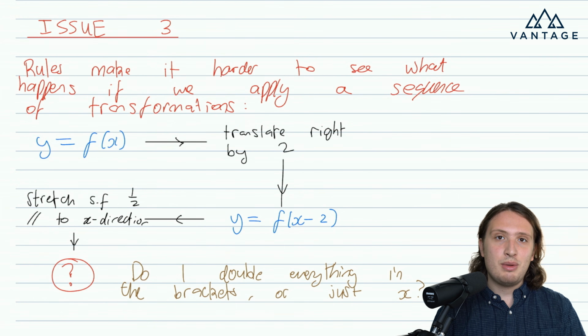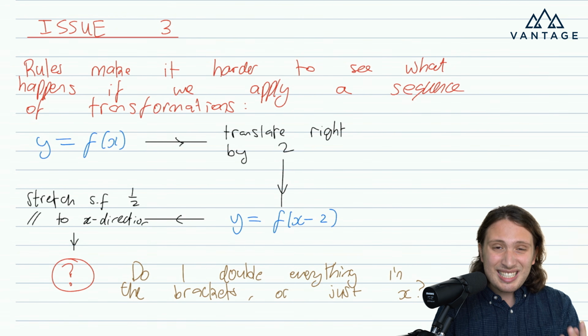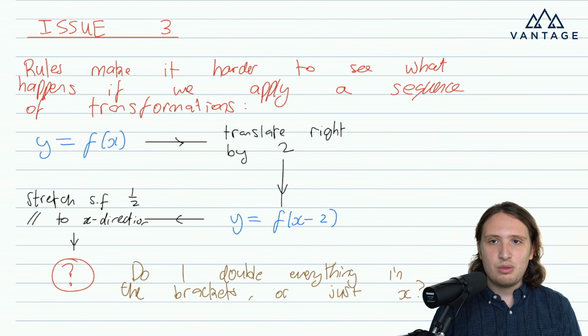And the third issue with the standard formulation is, as posed, it can make it a little bit more difficult to see what happens when we have a sequence of graph transformations rather than just a single transformation. And this specific issue is one of the things which A-level and IB math students most commonly report issues with.